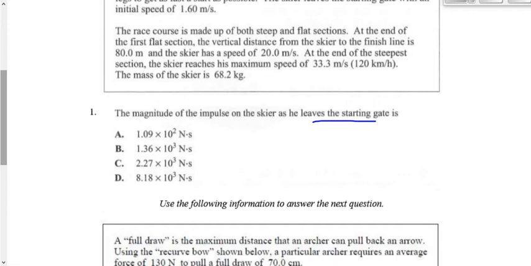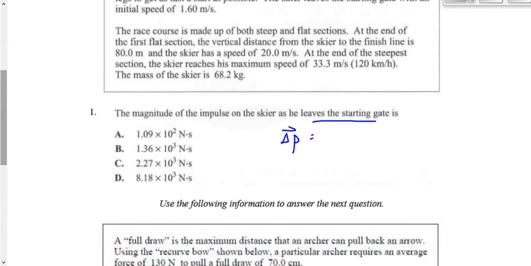The race course is made up of both steep and flat sections. At the end of the first flat section, he's going at 20 meters per second, so he's sped up quite a bit. And then at the end of the next steep section, he's going at 33.3 meters per second. What's the impulse as he leaves the starting gate?